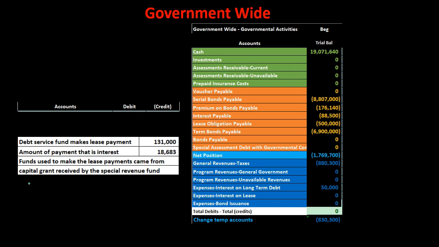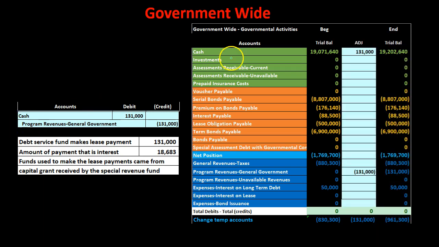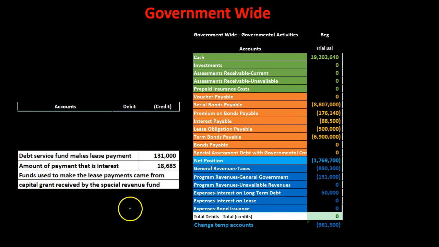So first we're going to record the grant. We're in the government-wide activities, so we're going to debit cash and credit program revenues from the general government. Cash is going to be increasing. Cash goes up in the debit direction. The other side goes to the program revenues. We're down here in the dark blue area, program revenues going up in the credit direction. That puts us back in balance.